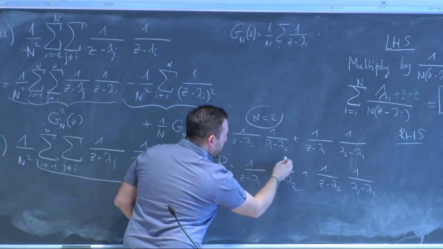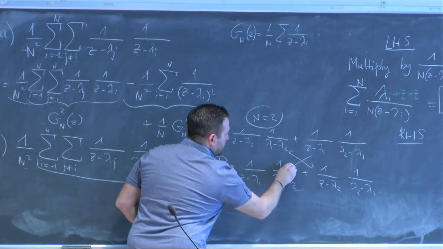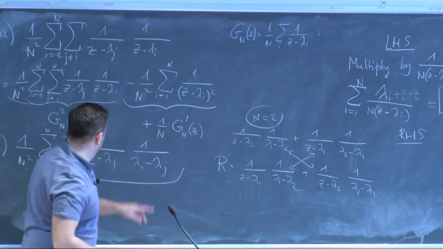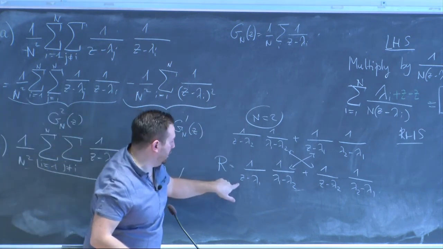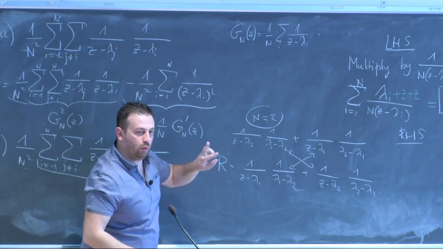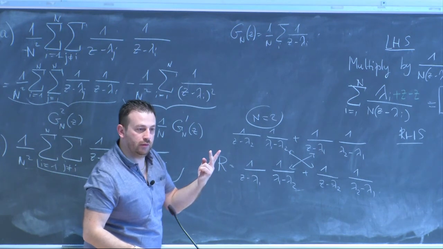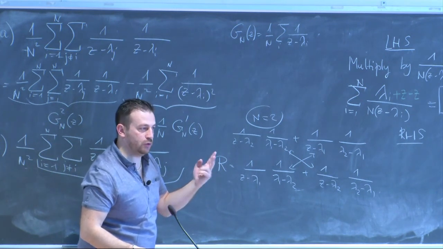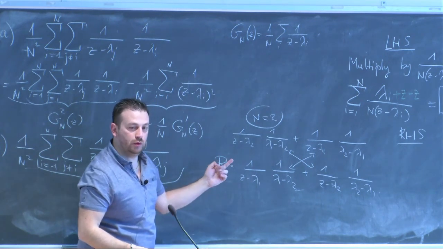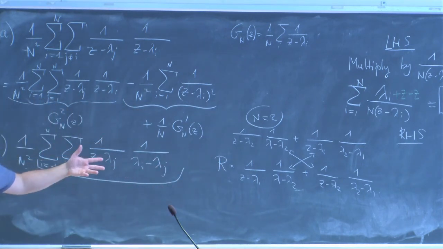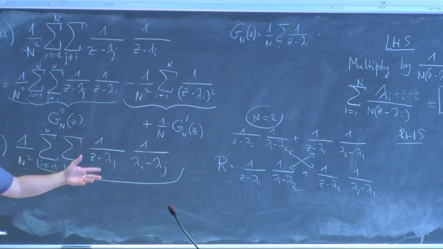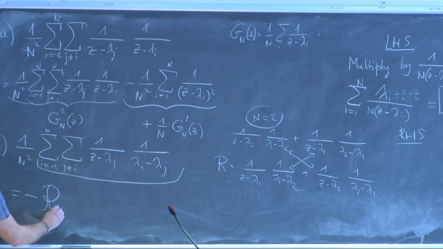So if you compare this object and this object, you see that B is exactly equal to R with a sign difference. So there is a minus sign between the two. And this is just an example for n equals to 2, but it remains true for any n. So what you have is that B is equal to minus R.